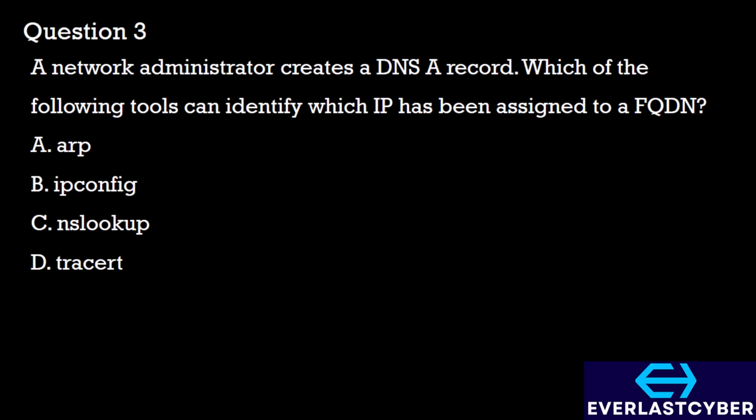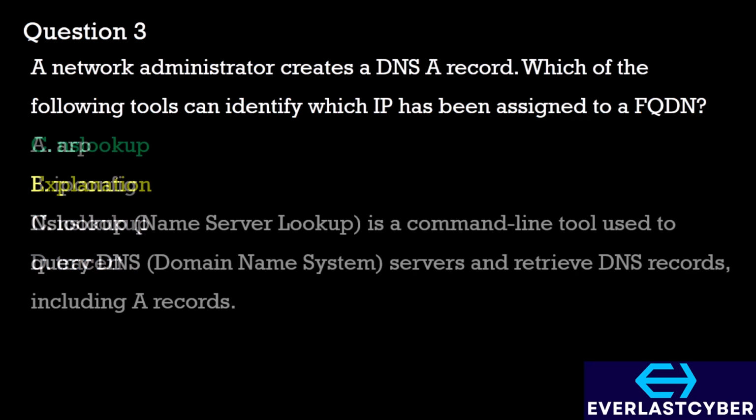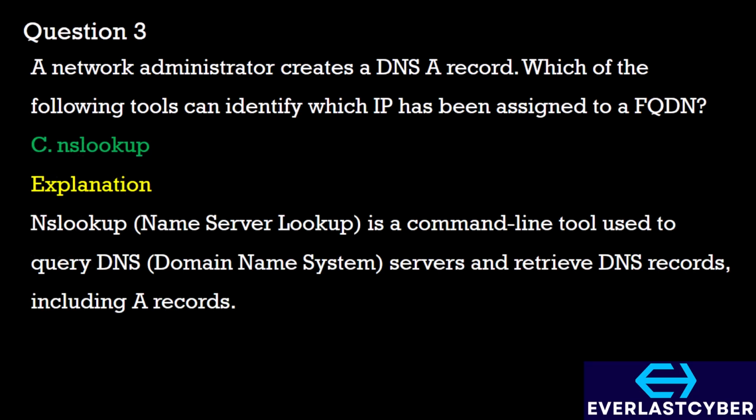So with respect to the question we have here, the best tool to use to identify which IP has been assigned to an FQDN will be option C, the NSLOOKUP. By using the NSLOOKUP followed by the FQDN, you'll be able to obtain the corresponding IP address that is currently being assigned to a domain name.